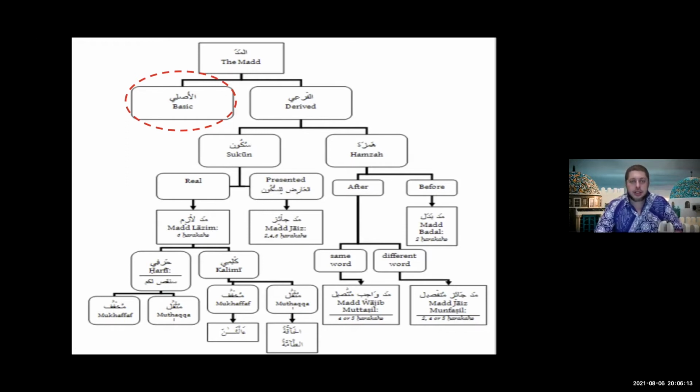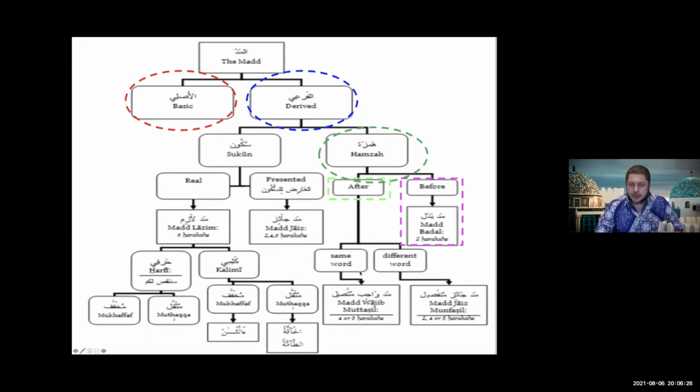And that is mainly caused by 2 reasons. One of them is the presence of a hamza. So that mad will be caused by a hamza coming either before or after. And we've seen the types of hamza mad causing either 2 or 4 or 5. And then we also saw the other cause for mad to be derived, which is the sukun, right? The presence of a sukun.